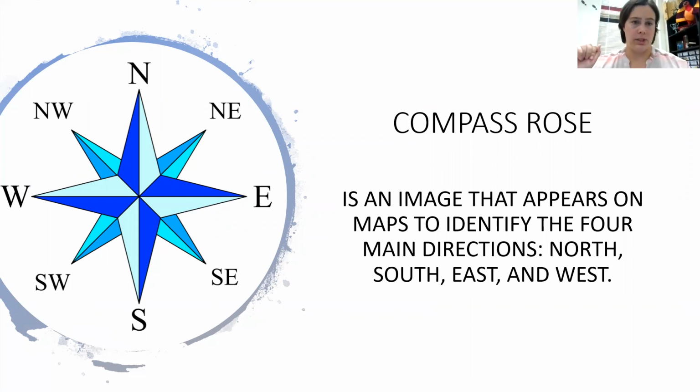Now you're also noticing that there are directions in between each of those, because not everything is always going to be exactly north, east, south, and west. Sometimes they're going to be northeast. So if you look between N and E, that direction is northeast. Between E and S, that's southeast. Between S and W is southwest. Between W and N is always northwest.